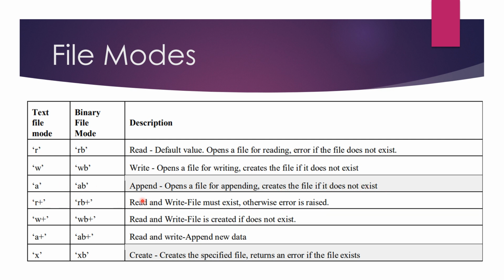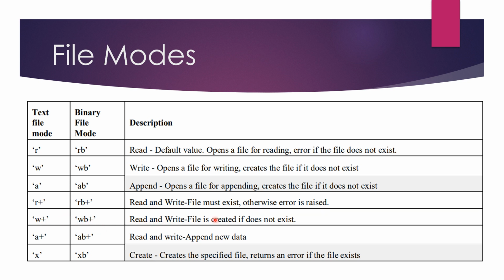Next is R plus or RB plus. So it is read and write. File must exist. That means for this mode, the file must exist. Then only we can read and write. Otherwise an error is raised.